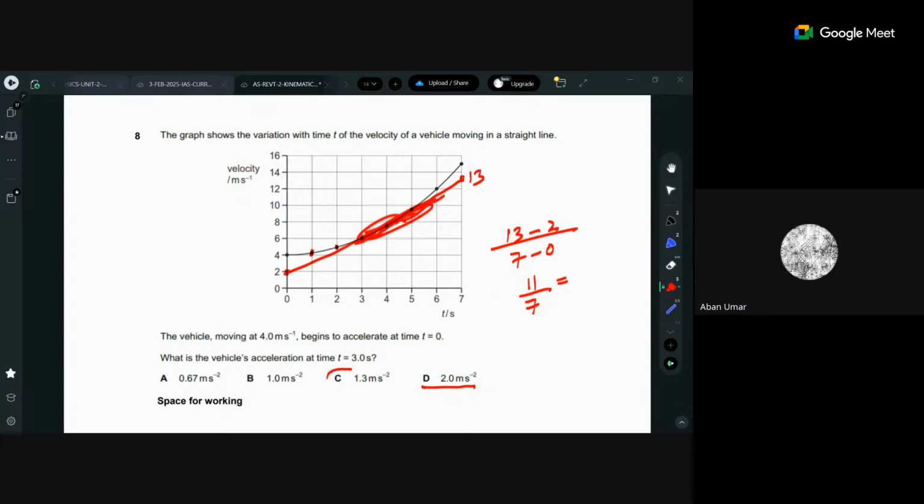1.57. Okay, so actually this is hanging, so I could not find the proper gradient. Maybe it would be here at this point. So if it is over here, 12 minus 2 divided by 7. So it would be 10 divided by 7. So 10 divided by 7 should be 1.3.